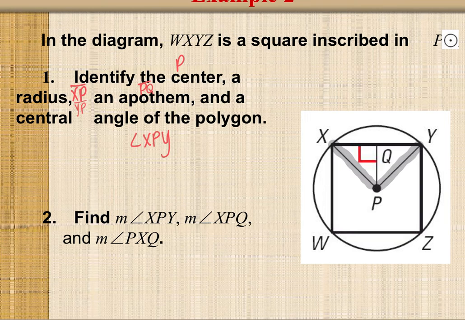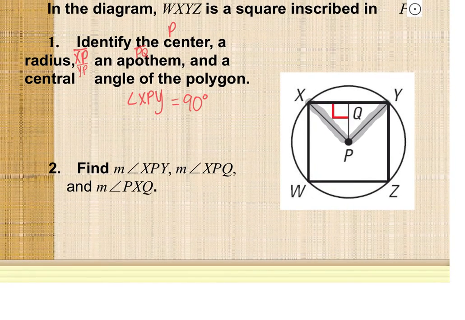90 degrees. How did you know? Because I did 360 divided by 4. Very good. It is 90 degrees because it's 360 divided by 4. Do we see that? Because our figure was a four-sided figure. All right. What would be the measure of angle XPY? We just found that it was 90 degrees. What would be the measure of angle XPQ?